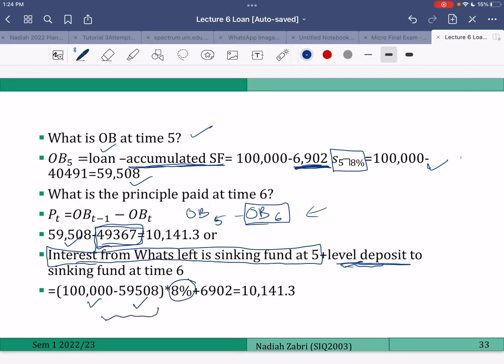Or this component, you can also calculate as follows: 6,902 S5 at 8%. So this is the amount accumulated in the sinking fund at time 5. And then you multiply by 8%, you get the interest earned from the sinking fund at time 6. Okay.